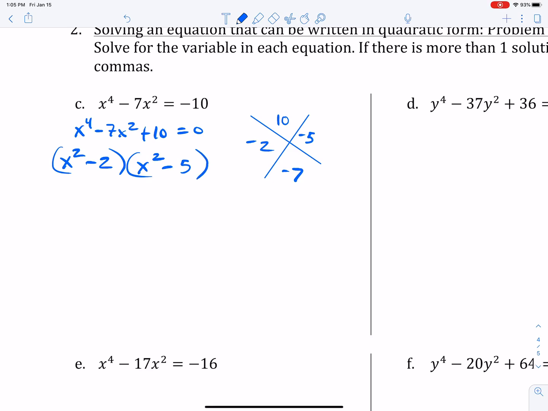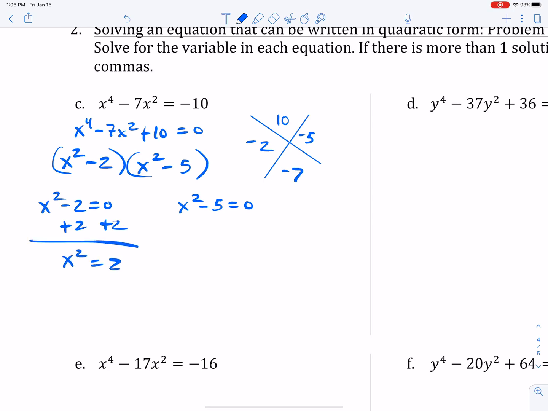From there, you set both equal to 0. So x squared minus 2 equals 0. X squared minus 5 equals 0. Again, don't be confused by the x squared. That used to just be x, right? What we saw before was this was just x minus 2, and I would get x equals 2, right? And then x equals 5 down here. But we know how to get rid of the exponent of 2. We're going to add 2 to both sides, and I'll show you what happens. Let's add 5 to both sides.